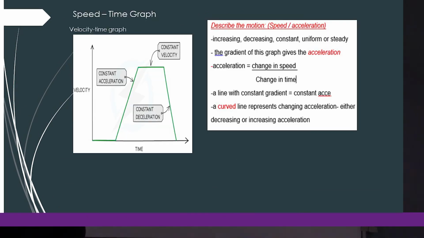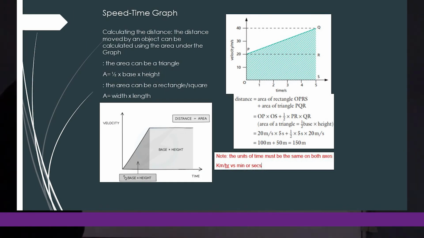We have also gone on to talk about motion. We are required to describe motion using key descriptive words like increasing, decreasing, constant, uniform, or steady, as shown on the graph here. Constant acceleration, constant velocity, constant speed, or instead of saying constant, someone can use uniform, someone can use steady. They are all correct there. Constant deceleration.